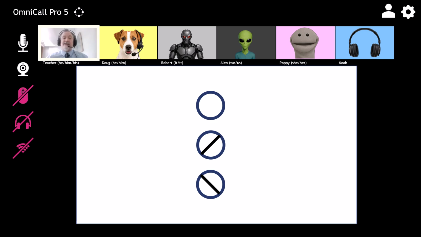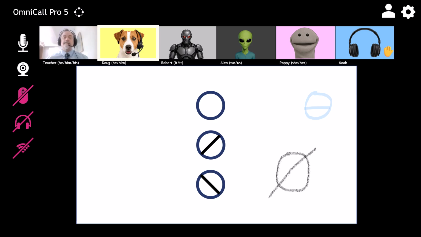Yeah, Noah, you had a question? Okay, this one is math, but it's not 0. It's called theta. It's used in geometry, and it's a placeholder for an angle measurement. What about this one? The lines go outside of the circle. Is this 0 or not?